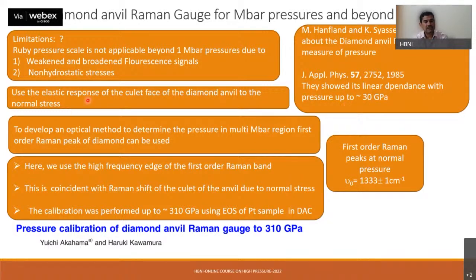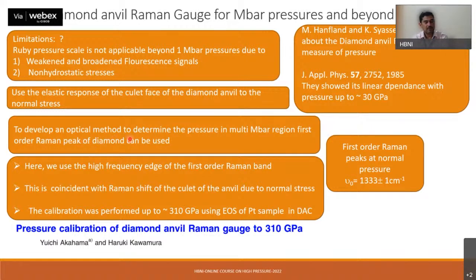So basically, they gave the concept that you can use the elastic response of the culet phase. Like the diamond culet phase has an elastic response with respect to the normal stress which you are applying. So using that elastic response of the culet phase of the diamond anvil to the normal stress, one can measure the pressure by measuring the higher side edge of the first order Raman peak of the diamond anvil.